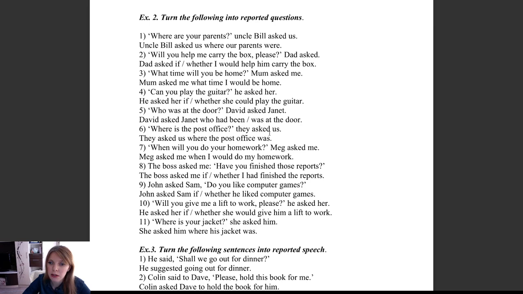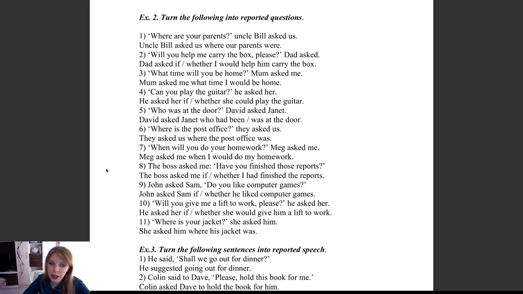Number seven. When will you do your homework? Meg asked me when I would do my homework. This is a special question, спецвопрос. Опять же, прямой порядок слов. I would do my homework. Will is changed into would.